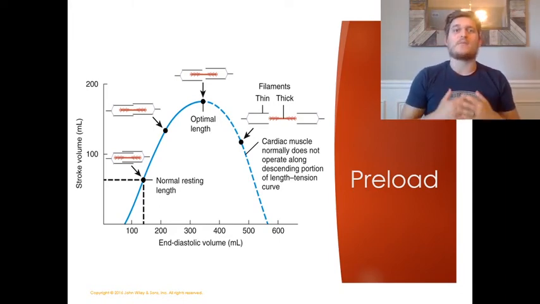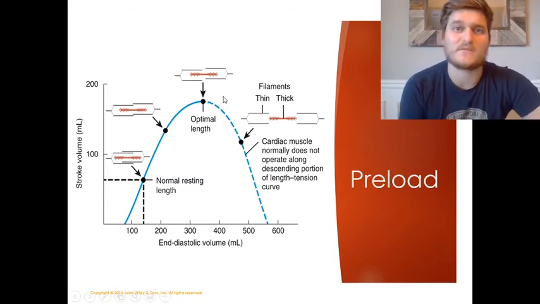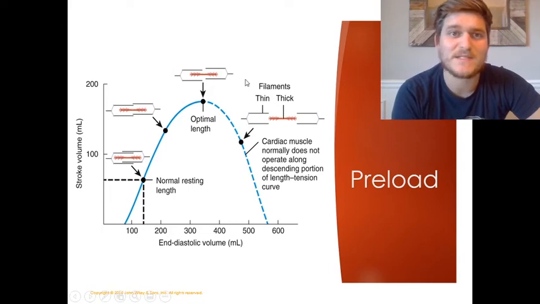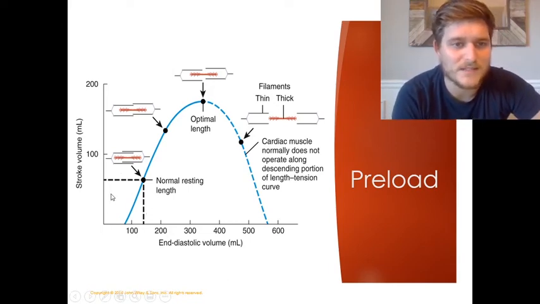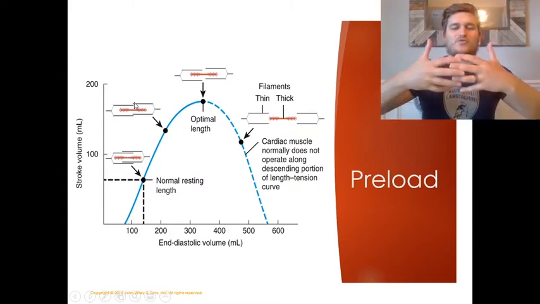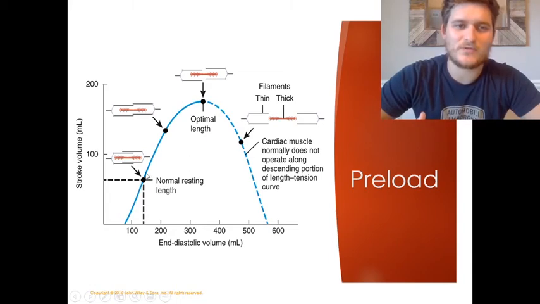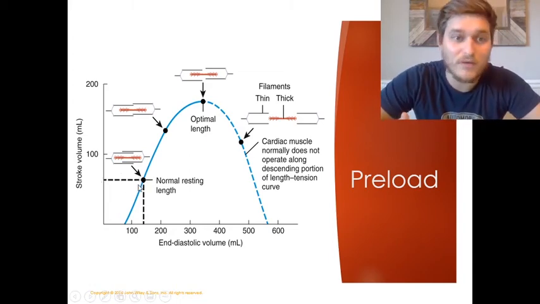And the reason why preload increases stroke volume is because cardiac muscle fibers, similar to skeletal muscle fibers, experience a length-tension relationship. So at normal rest, you could see that the ventricle fills up with blood. These cardiac muscle fibers will be stretched out to a little bit longer lengths, and that forces those fibers to create more tension and thus then create a certain stroke volume.